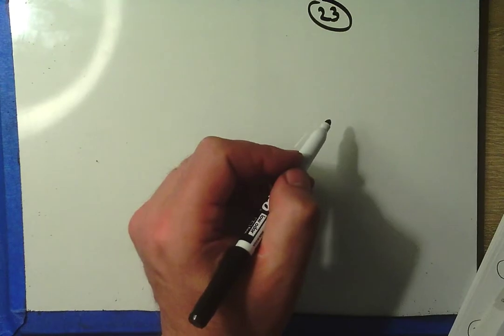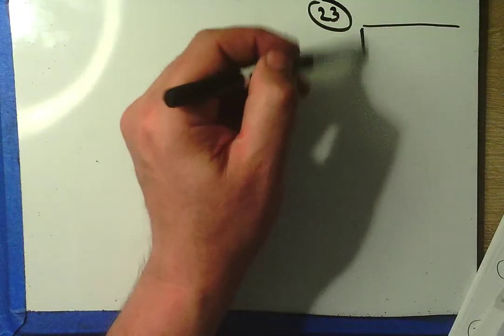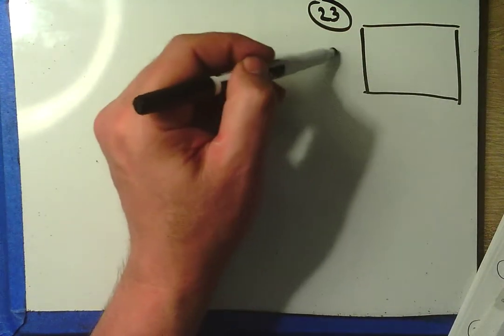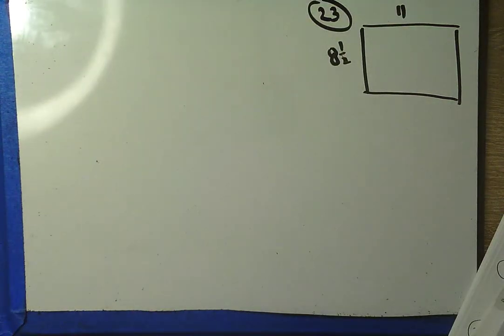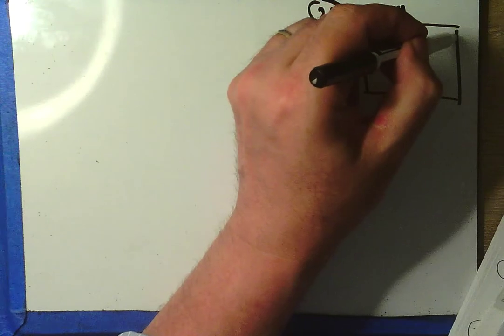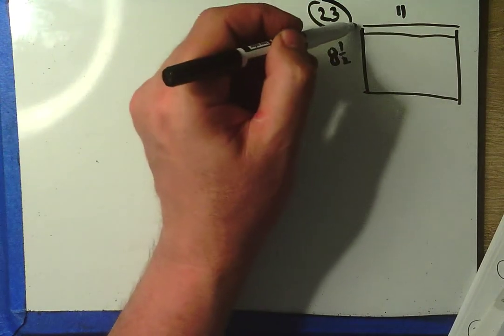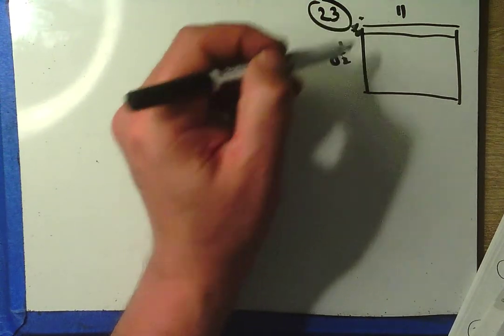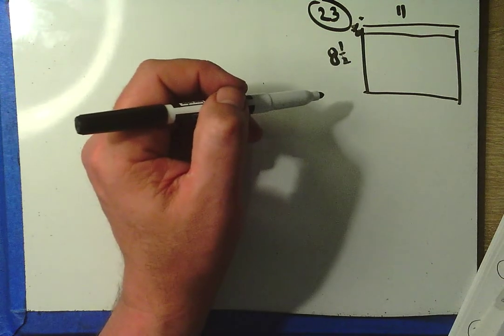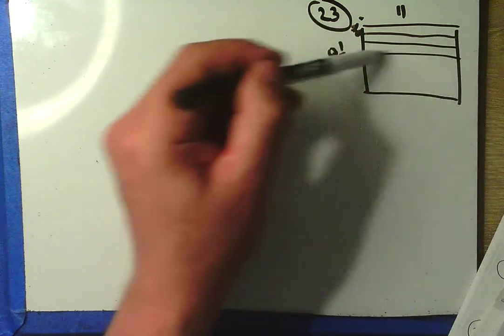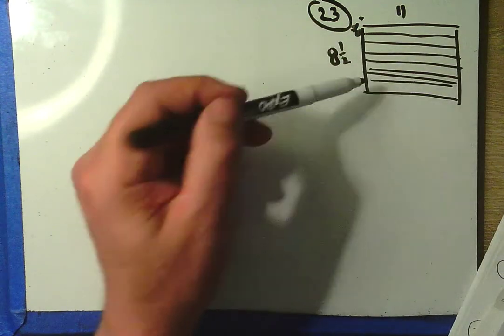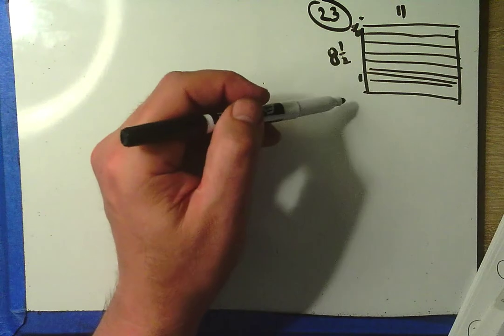23 says, I've got this piece of paper, 8.5 by 11. So we've got 8.5 and we've got 11. Suppose you want to cut strips of paper that are 5/8 of an inch wide and 11 inches long. So 11 this way and 5/8 of an inch this way. What is the maximum number of strips you could cut from one letter-sized piece of paper? So how many of these can I get if each of these widths is 5/8?